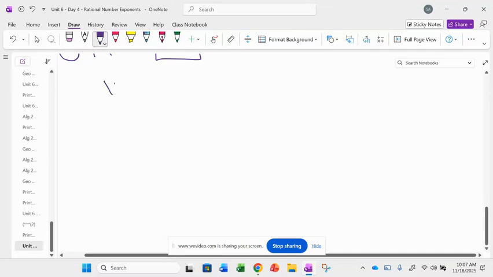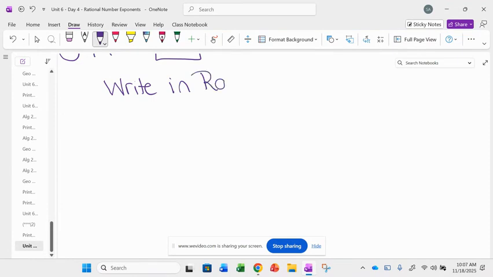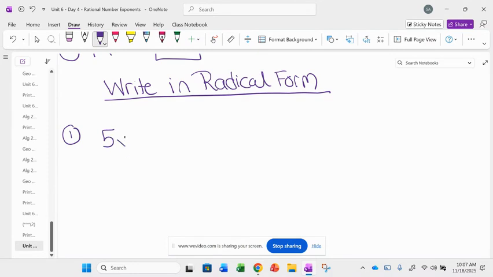So now we're going to write in radical form. Five y to the 1/3 power. Who has that exponent of 1/3? Violet? Only the y. So only the y is going under the radical. So this is going to be 5 times the cubed root of y.